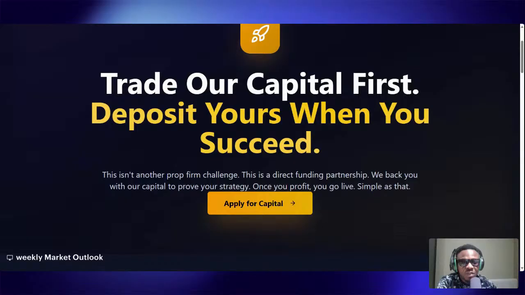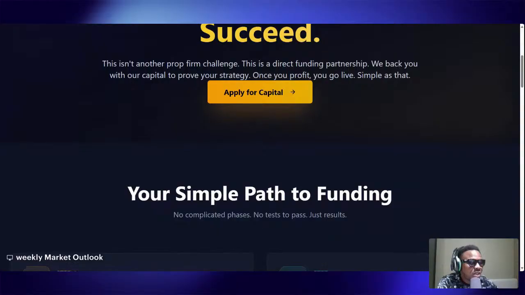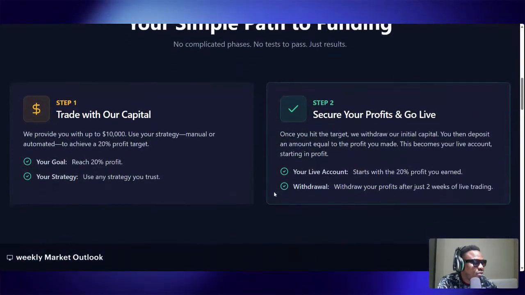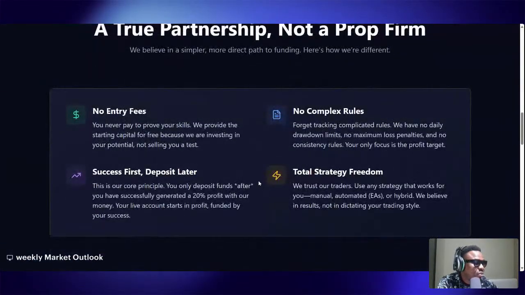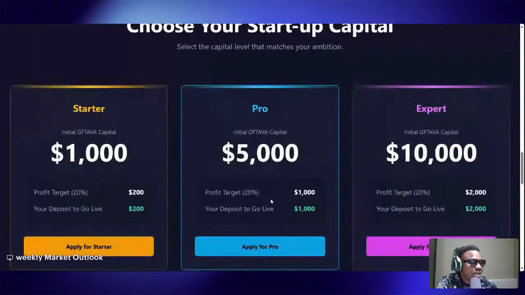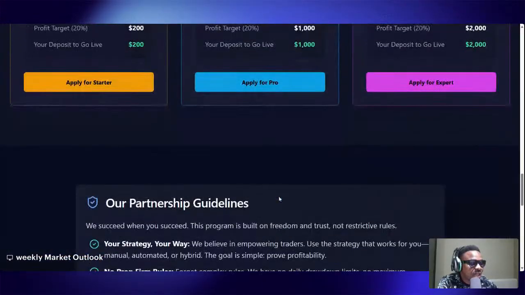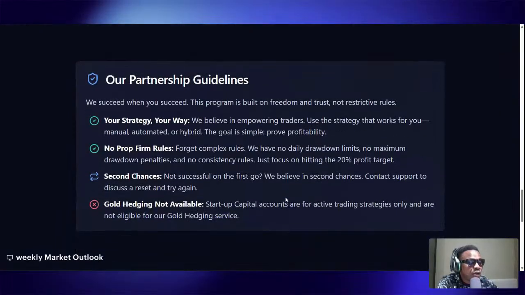GFT Ava has a similar product as well. They say trade our capital first, deposit yours when you have succeeded. So for some of you that are not even sure of your strategy, you can use another company's capital to test your strategy to see how effective it is going to be. Then when you have succeeded, you can decide to continue. It's similar to the product I just told you about, but this is more clear about the company and how they run it.